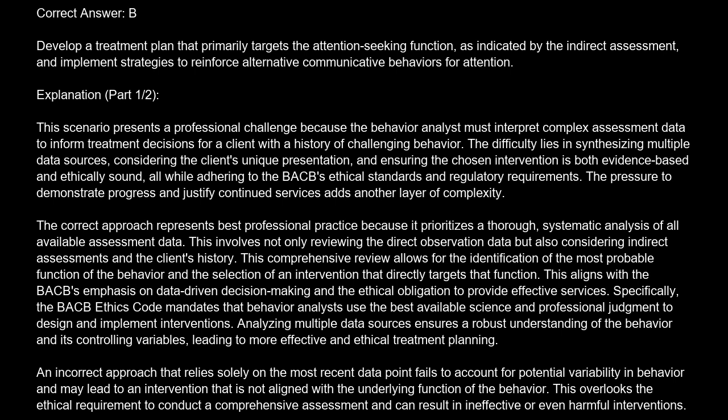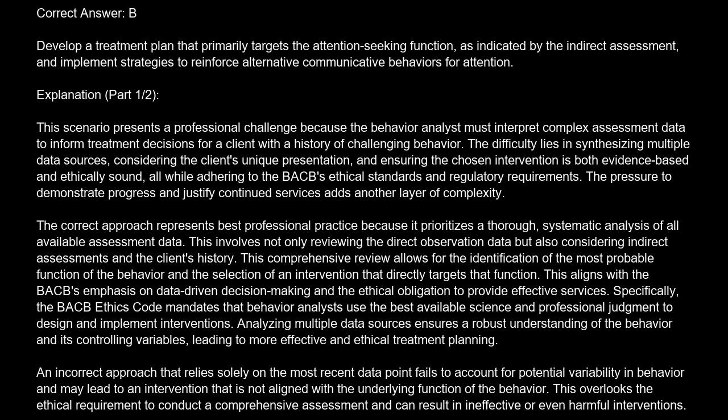Explanation. This scenario presents a professional challenge because the behavior analyst must interpret complex assessment data to inform treatment decisions for a client with a history of challenging behavior. The difficulty lies in synthesizing multiple data sources, considering the client's unique presentation, and ensuring the chosen intervention is both evidence-based and ethically sound, all while adhering to the BCBA ethical standards and regulatory requirements. The pressure to demonstrate progress and justify continued services adds another layer of complexity.